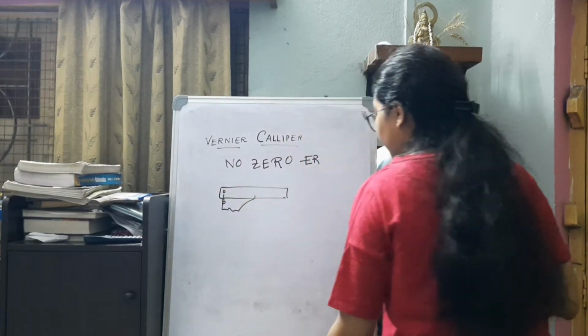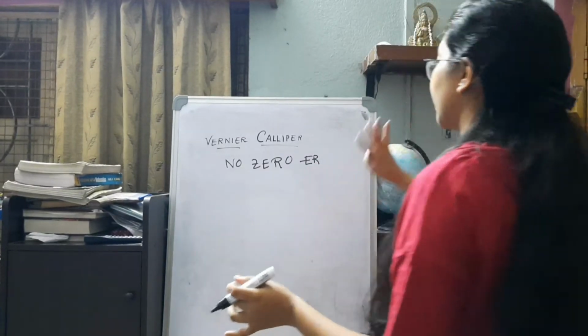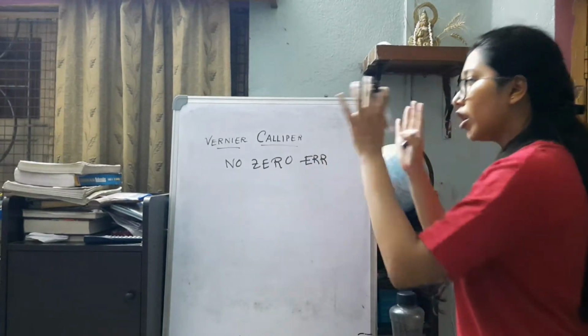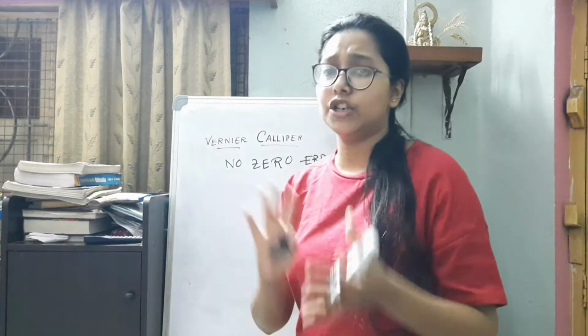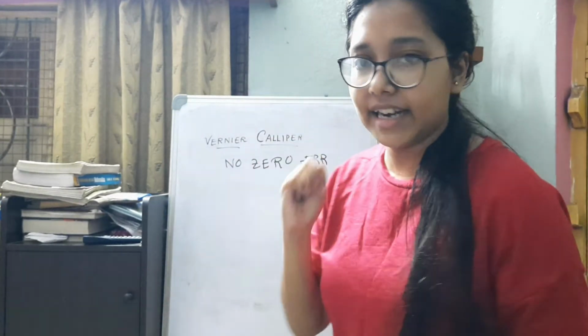It is just a rough diagram. That means there is no zero error, as both the zero marks are coinciding. First of all, we'll go for the no zero error case. Then I'll show what happens when there is a positive zero error or when there is a negative zero error.